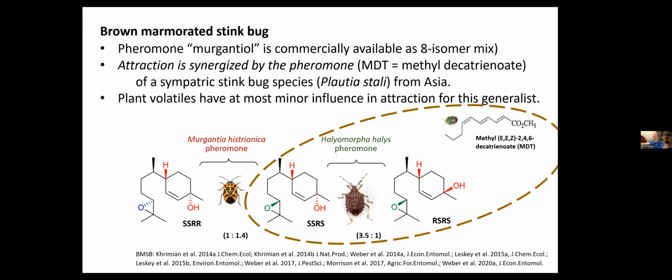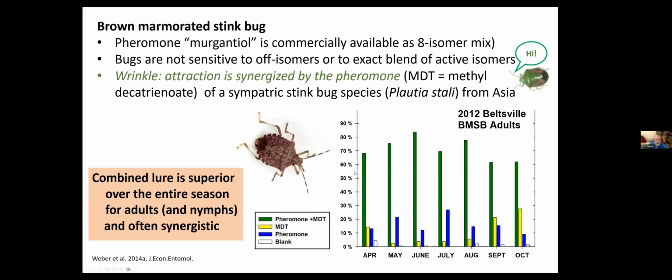Because insects evolve and retain their own semiochemicals and pheromones, they tend to have related chemistry. And we got lucky that there's an overlap between the Harlequin bug and the brown marmorated stink bug pheromones. So as I say, we ran the pheromone with the methyl decatrienoate, the pheromone of the other bug.